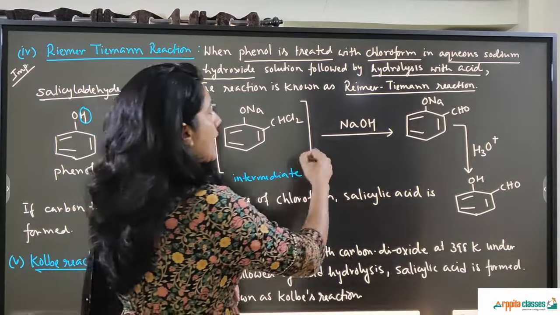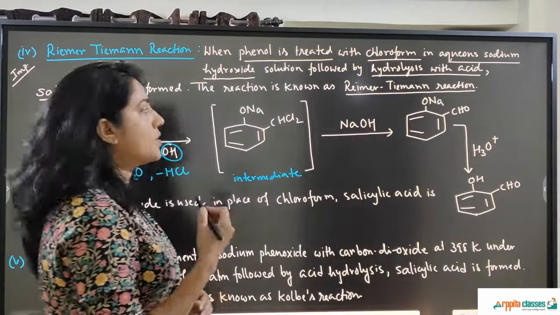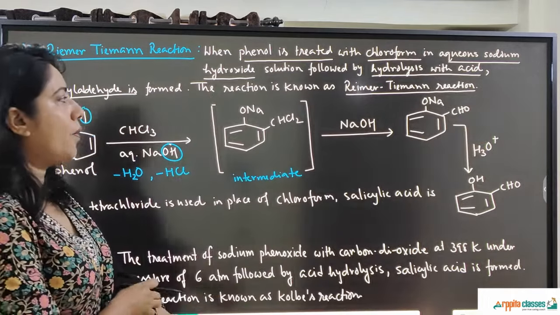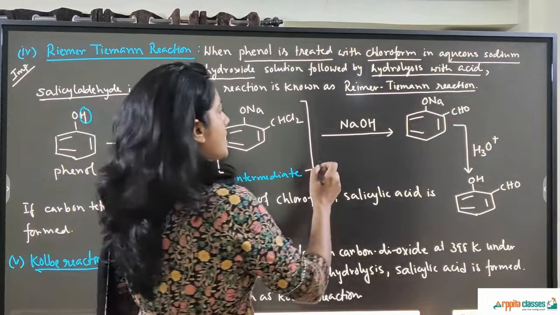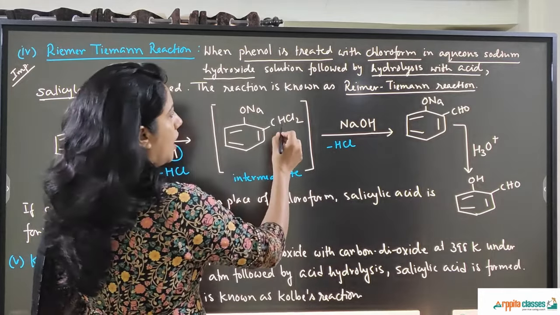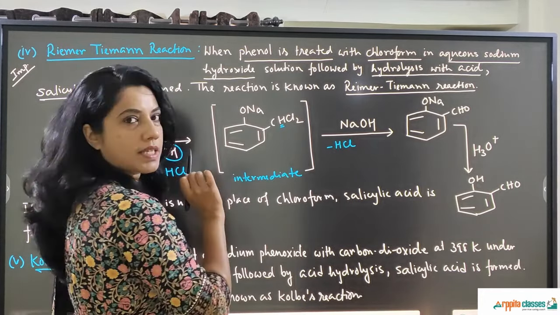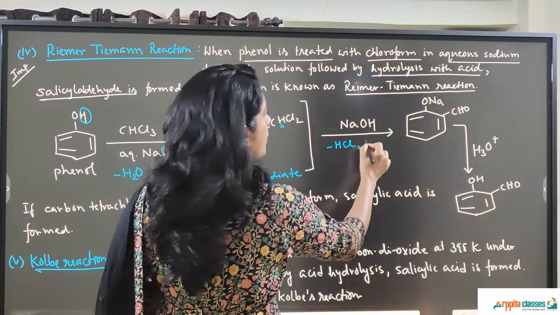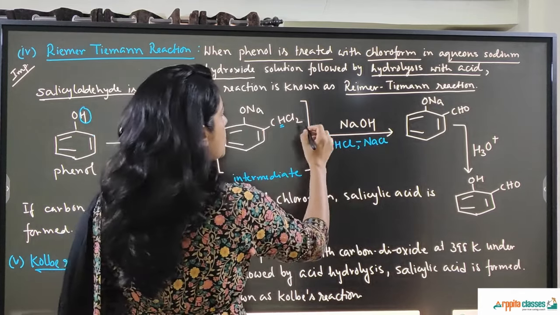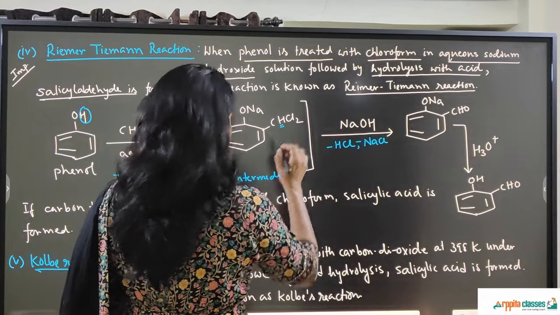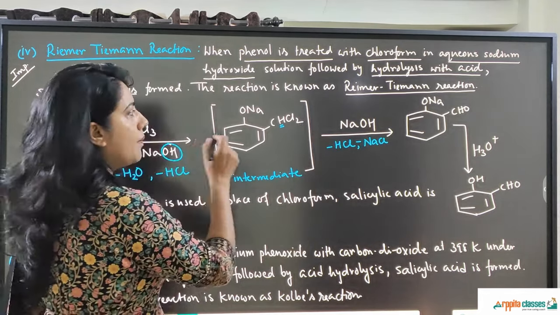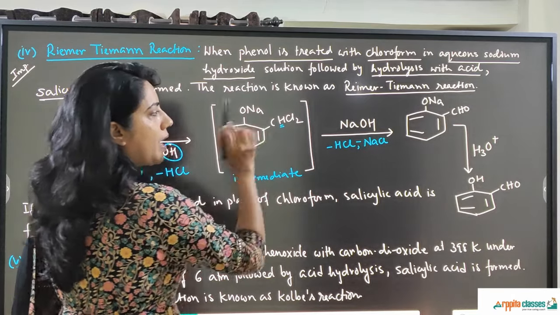Now again it is treated with NaOH. So you get sodium phenoxide and a CHO group attached over there. Now how is this CHO forming? Suppose this hydrogen and one chlorine are getting out from here. Another chlorine is there which will come out as NaCl. So from these two chlorines, one chlorine and Na will come out as NaCl, and hydrogen and another chlorine will come out as HCl.